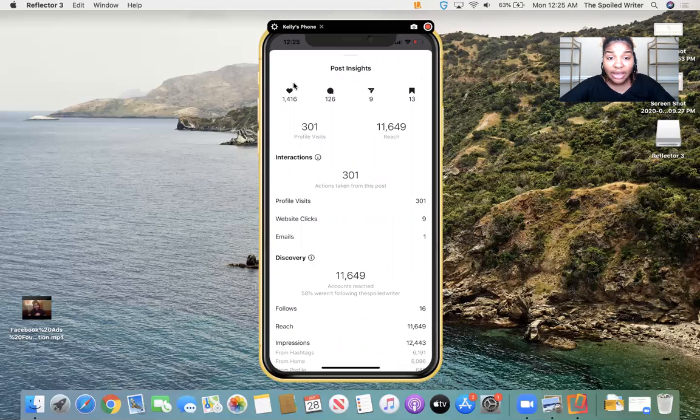So what I'm seeing now is 1,400 likes, 126 comments, 9 people sent it to somebody else, and 13 people saved it. I don't know why somebody saved a picture of my postpartum stomach, but whatever. Social media is weird, okay? 13 shared. Maybe they shared it to look at it later or show their friend later.